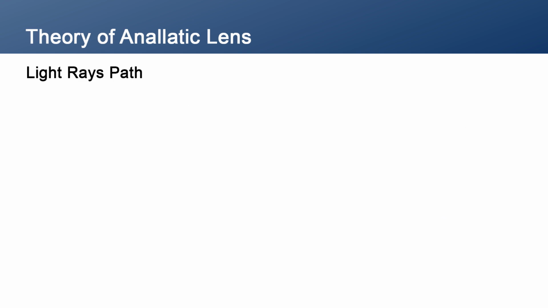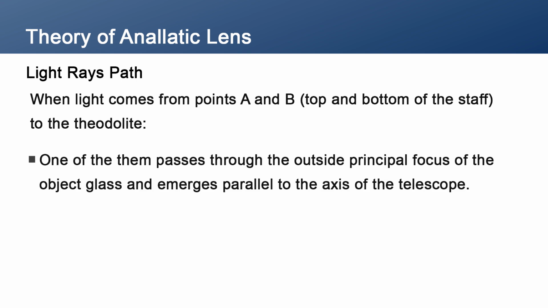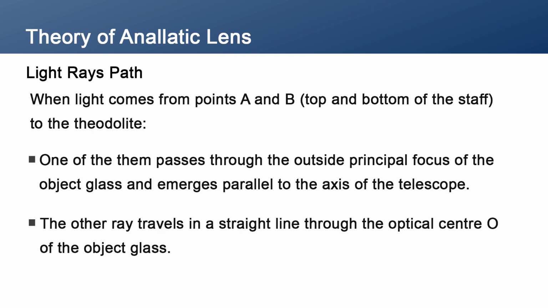Now let us see how the rays of light travel. When light comes from points A and B to the theodolite, one ray passes through the outside principal focus of the object glass and emerges parallel to the axis of the telescope. The other ray travels in a straight line through the optical center of the object glass. When these rays hit the analytic lens, they bend and create a new image. Without the analytic lens, the image would have formed at A dash B dash, but because of the lens, the new image forms at AB.